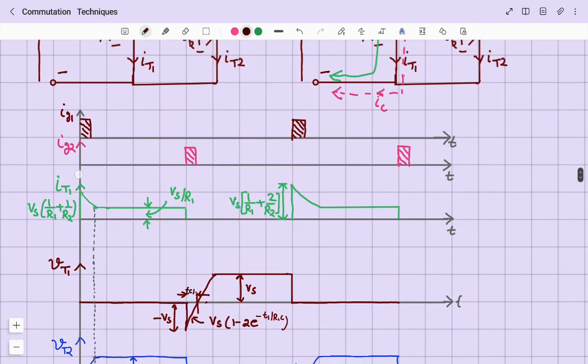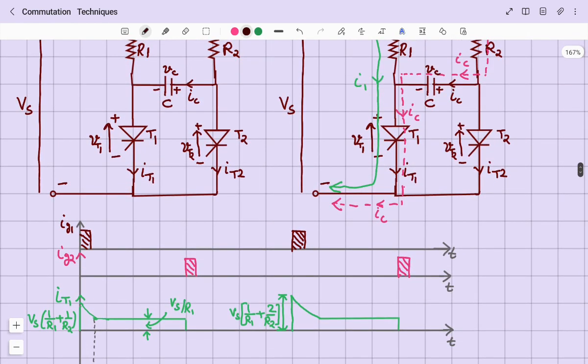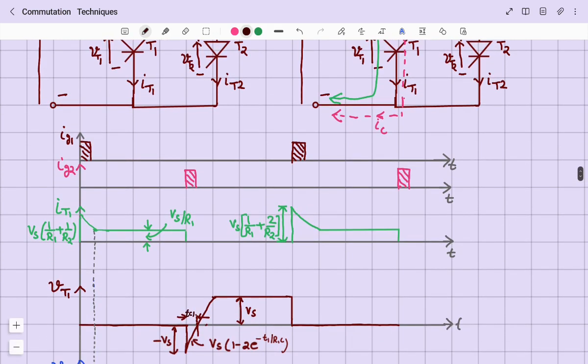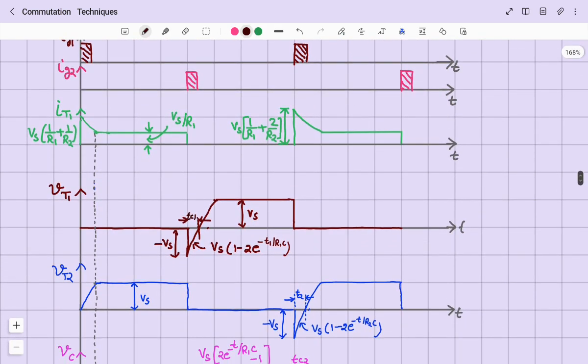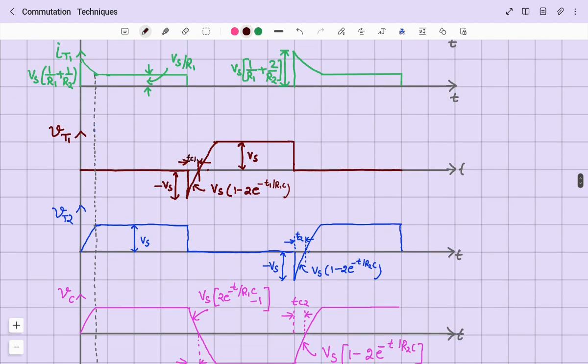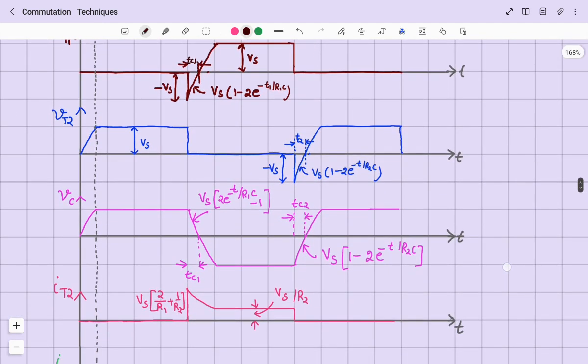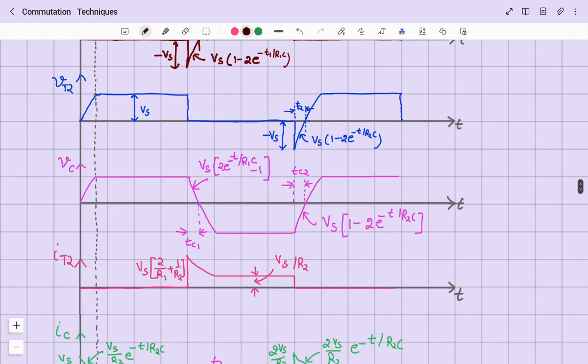Once you turn on the thyristor T2, the capacitor, which has its right-hand side plate positive and left-hand side plate negative, applies its whole voltage across the on-state thyristor T1. So thyristor T1 is subjected to reverse bias voltage Vs, and its load current is shifted from T1 to T2. So T2 starts conducting, and the current flowing through it is Vs by R2.